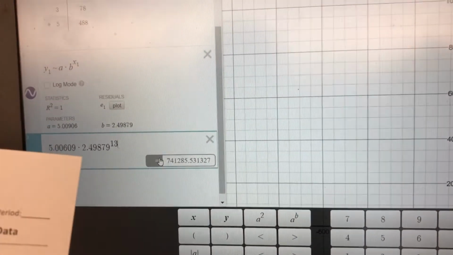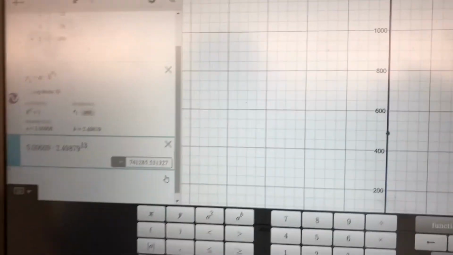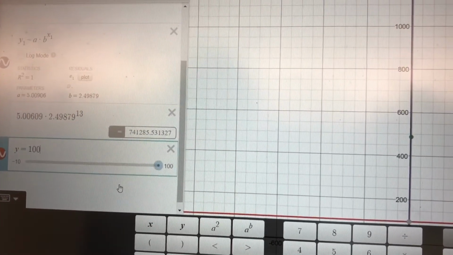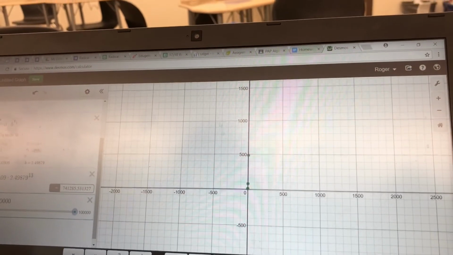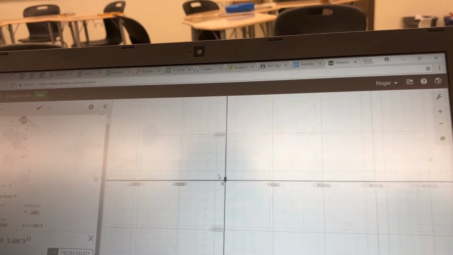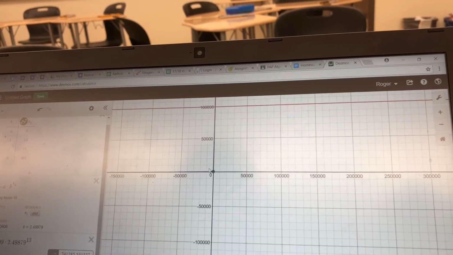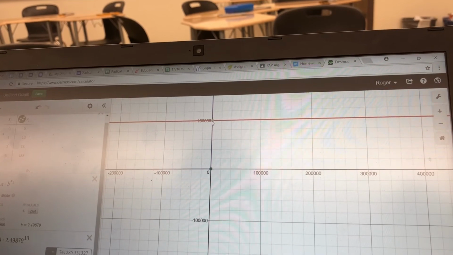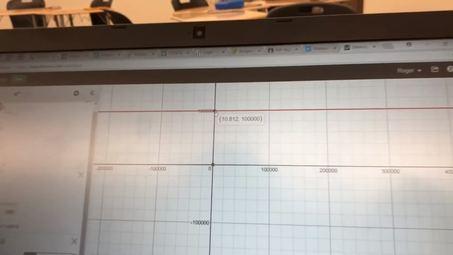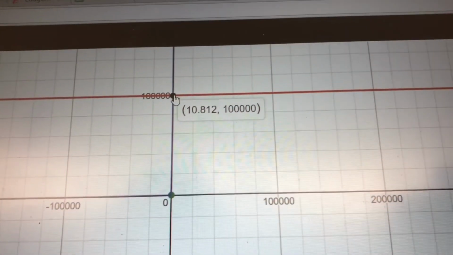741,285. And then when will this make 100,000? I can actually come over here on this and say y equals 100,000. And I'll just zoom, again, way out on my graph, kind of zoom down until I can see, rolling out as fast as I can. There's my 100,000. And that's the spot where they cross, which is 10.812. So I would say 11, because that's going to be closest to 11.